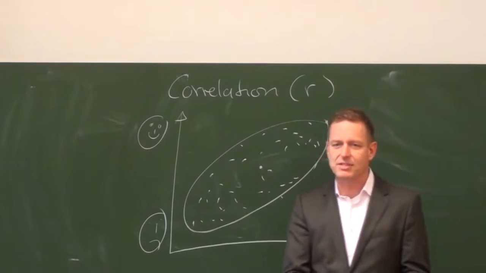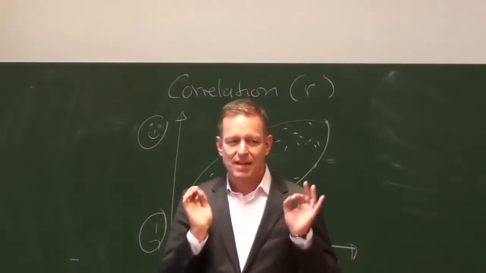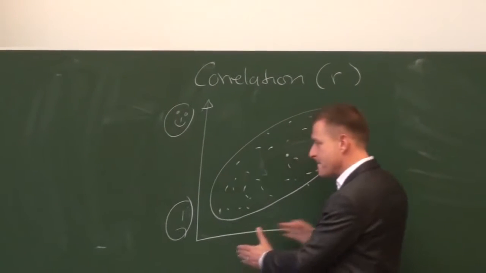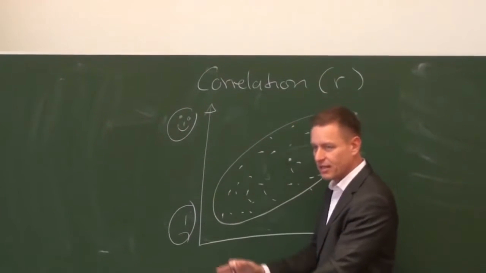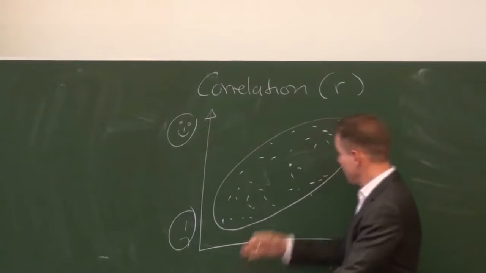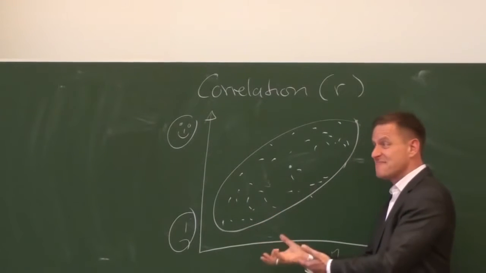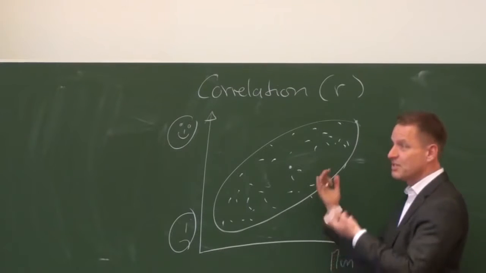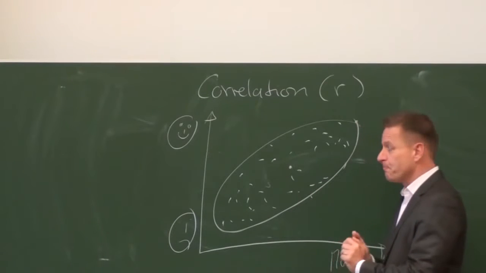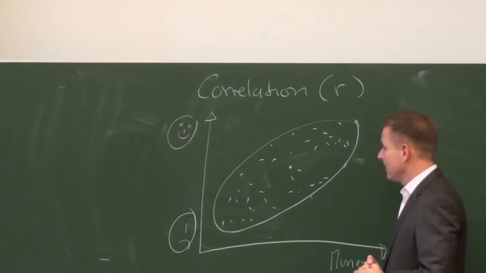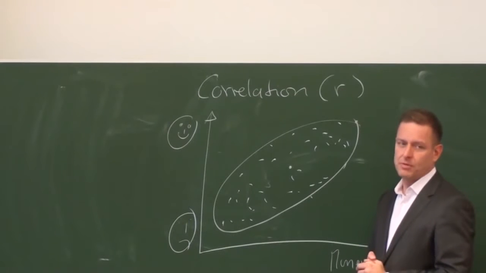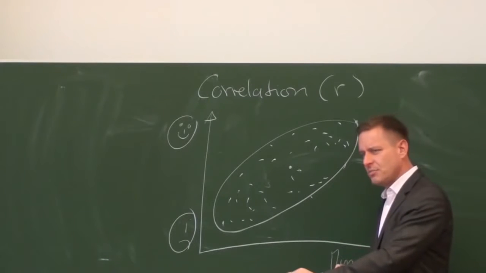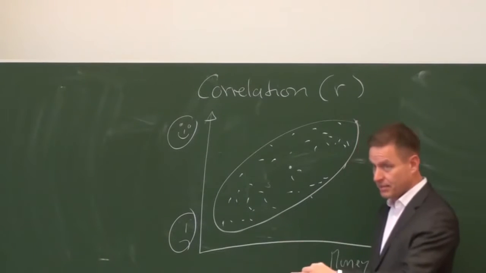So the shape of the cloud is like this. The question now is, is there a relation between money and happiness or not? As we can see from this result, it's a yes and no. It's not a clear yes, but it's also not a no. In statistics, we want to have a clear number. We want to have a really clear number telling us, is there a relationship between two variables or not?